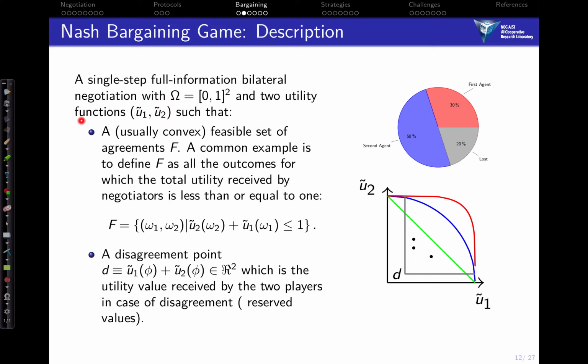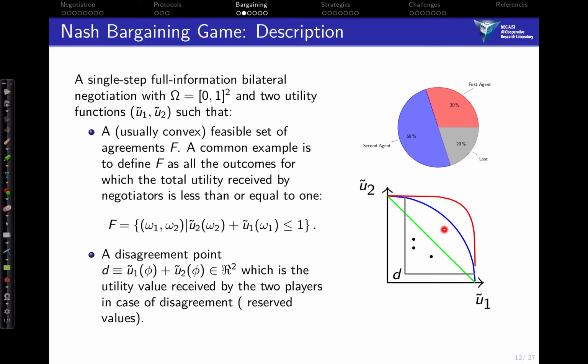It has two utility functions, U1 and U2. And the outcome space is just numbers between 0 and 1. So you can represent the outcome space by this square here, all the values between 0 and 1 on X and on Y. Any point here is a possible outcome. So the number of outcomes is infinite.